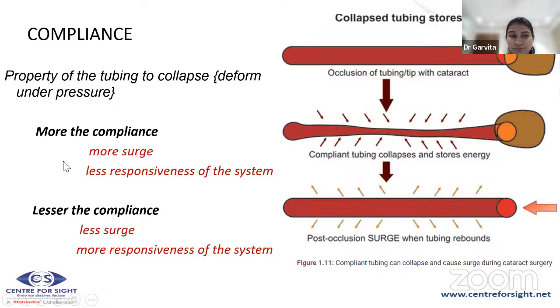So, the more the compliance, that is, the more the property of the tubing to collapse, it will lead to more surge and less responsiveness from the system. Whereas the lesser the compliance of the tubing, that is, the more rigid the tubing is and the more it retains its shape under pressure, it will cause less surge and therefore more responsiveness of the system.